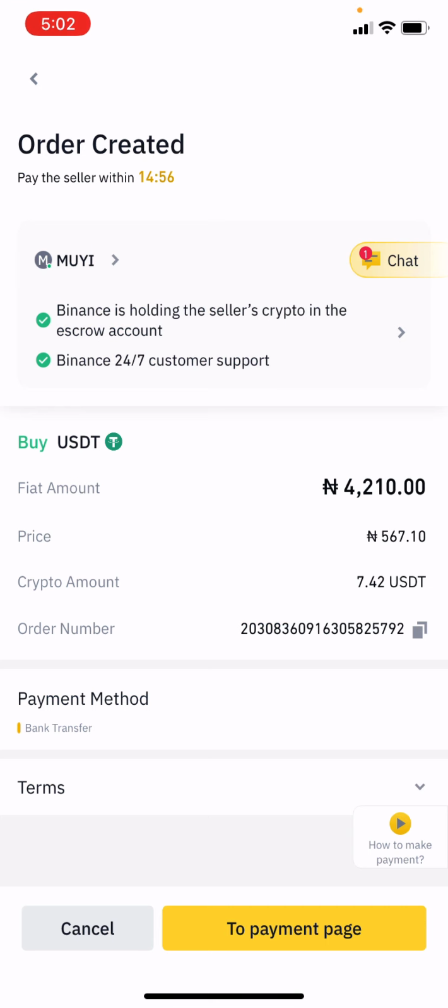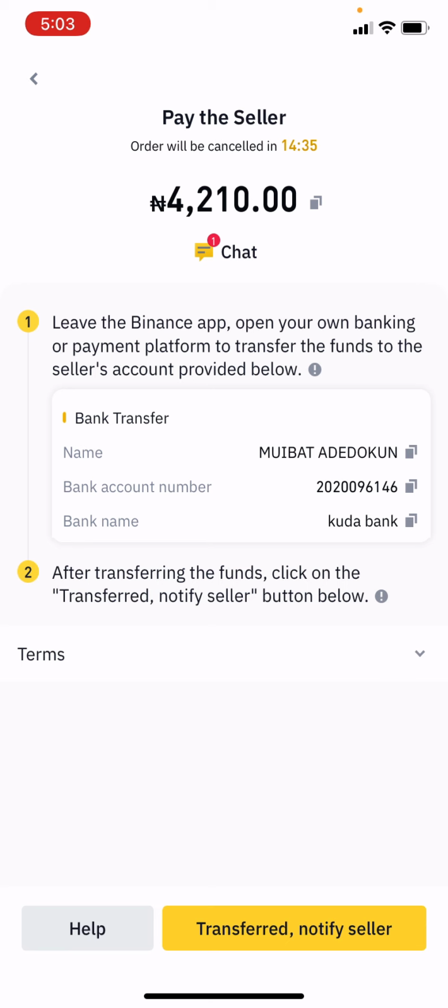So after clicking on buy USDT, order created, and make sure you can see your time is running. You see Binance is holding the seller's crypto in the escrow account. So now you have to proceed to payment. When you proceed to payment, you have to pay to the person's account. After using your phone to pay to the person's account, make sure you screenshot the receipt. Very, very important. And also note that your time is running too.